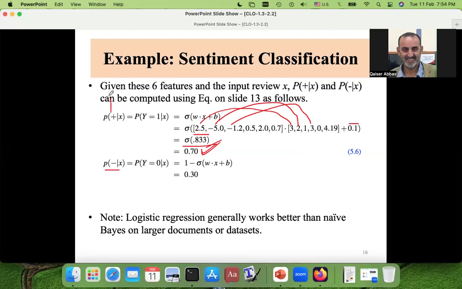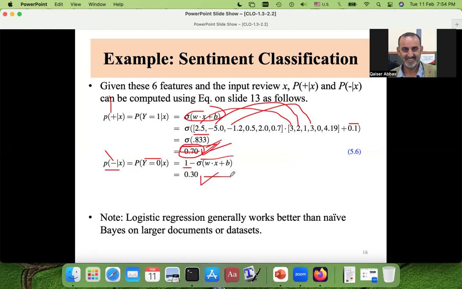When this class is not the class, that is, when y is 0, how can we find this? We have already found the positive probability, so we only have to subtract it from 1. So 1 minus 0.7 gives 0.3. These are now the probability values for sentiment classification up to now.